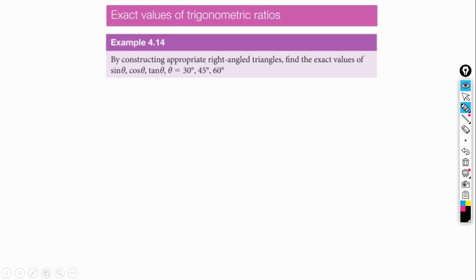So next we're going to take a look at something called exact values of trigonometric ratios. And we'll do so by taking a look at example 4.14. And it says, by constructing appropriate right-angled triangles, find the exact values of sine, cosine, and tangent for theta equal to 30 degrees, 45 degrees, and 60 degrees.